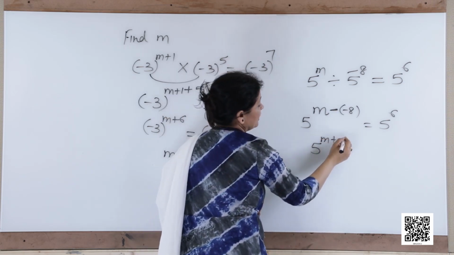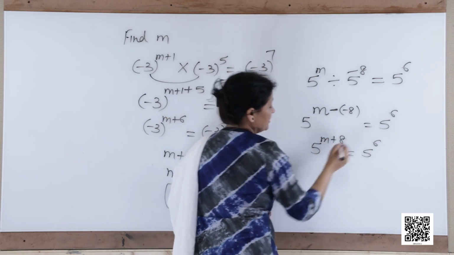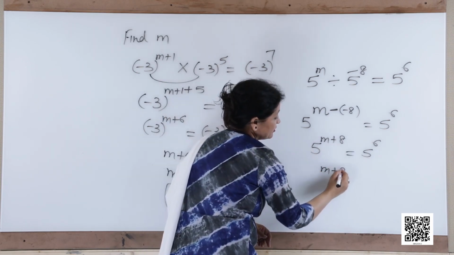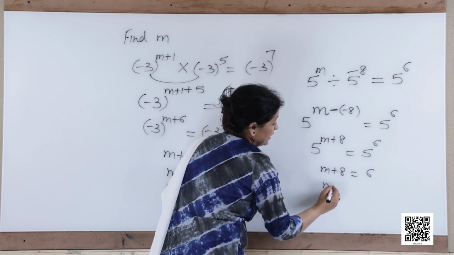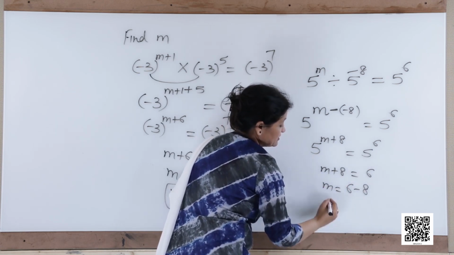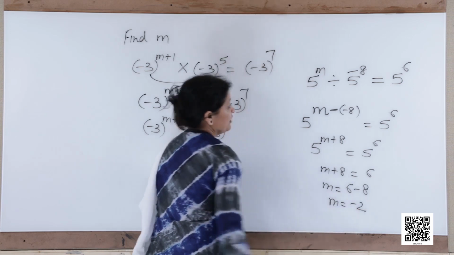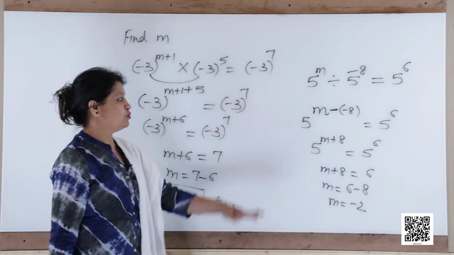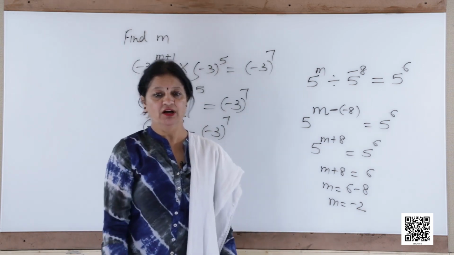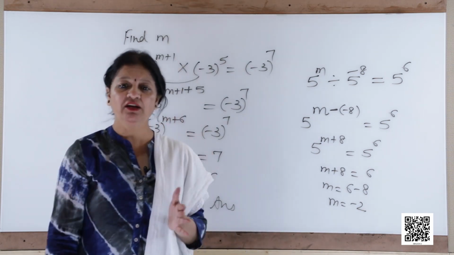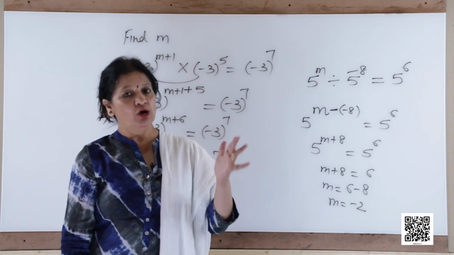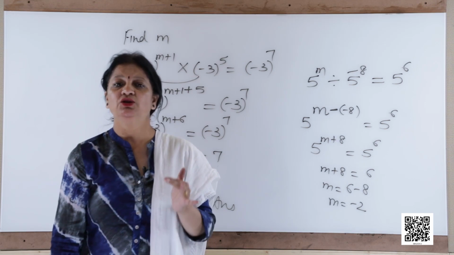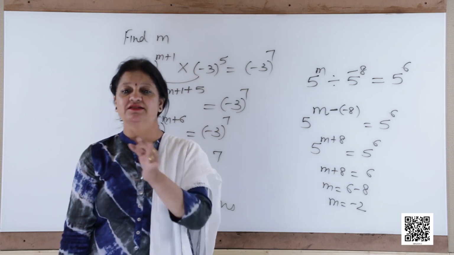5 raised to the power m plus 8 is equal to 5 raised to the power 6. Again, base are same, so we can compare the power. So that means m is equal to 6 minus 8. That means value of m is minus 2. So that means m is equal to minus 2 is your answer. So I think we have applied all the laws of exponents in different forms. Based on this, you can complete your first exercise.